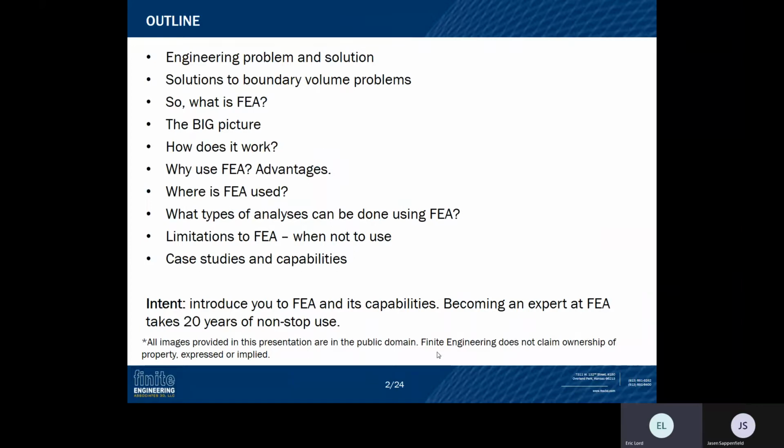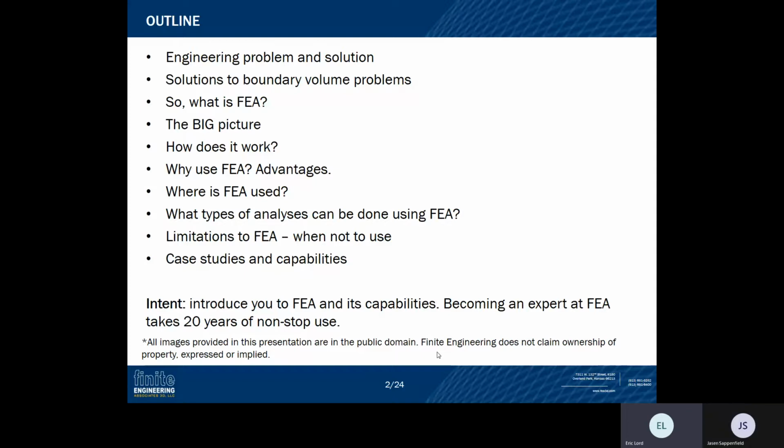But it's obviously not a solution for everything. So what are the limitations to it? So when do you not use it? And also, we'll give you at the very end some case studies, and also some capabilities. It won't be a super extensive list because that would take a very long time to present. But it will give you a glimpse into some of the things that you can do.